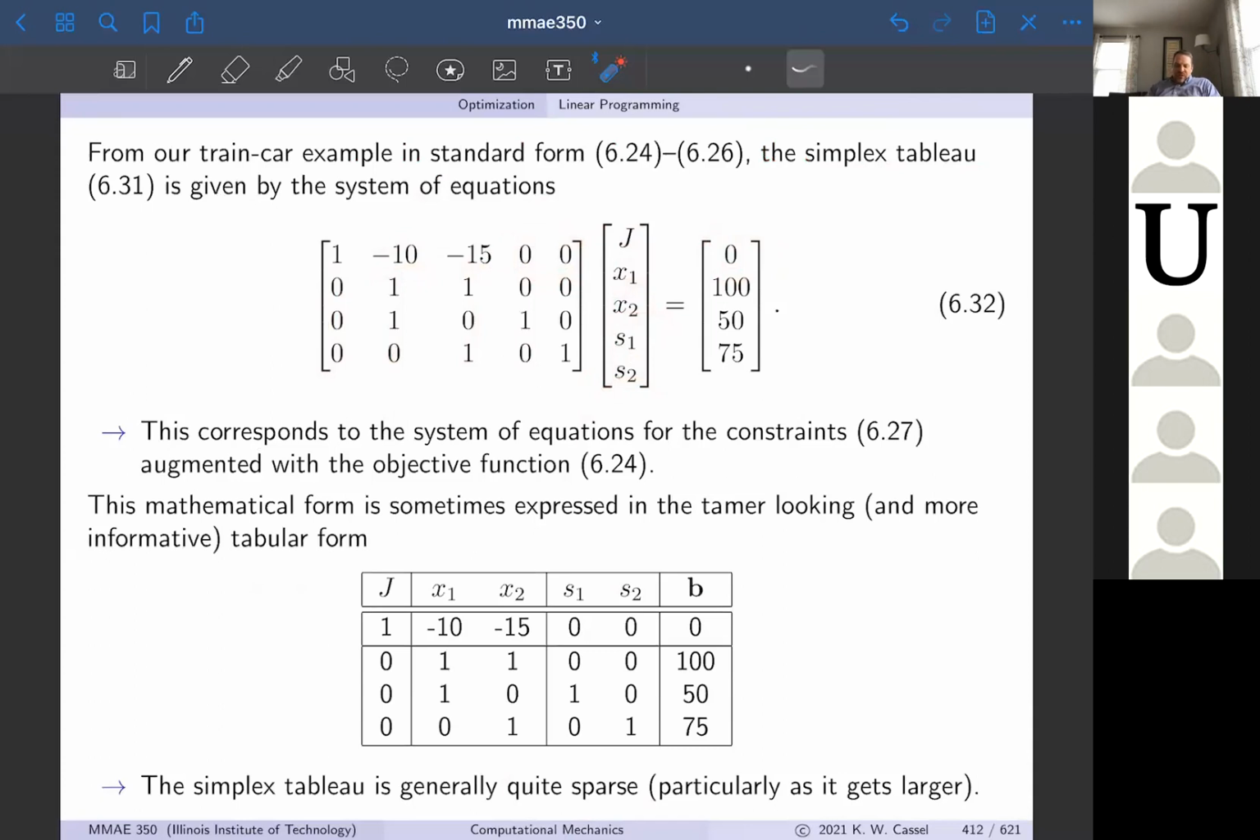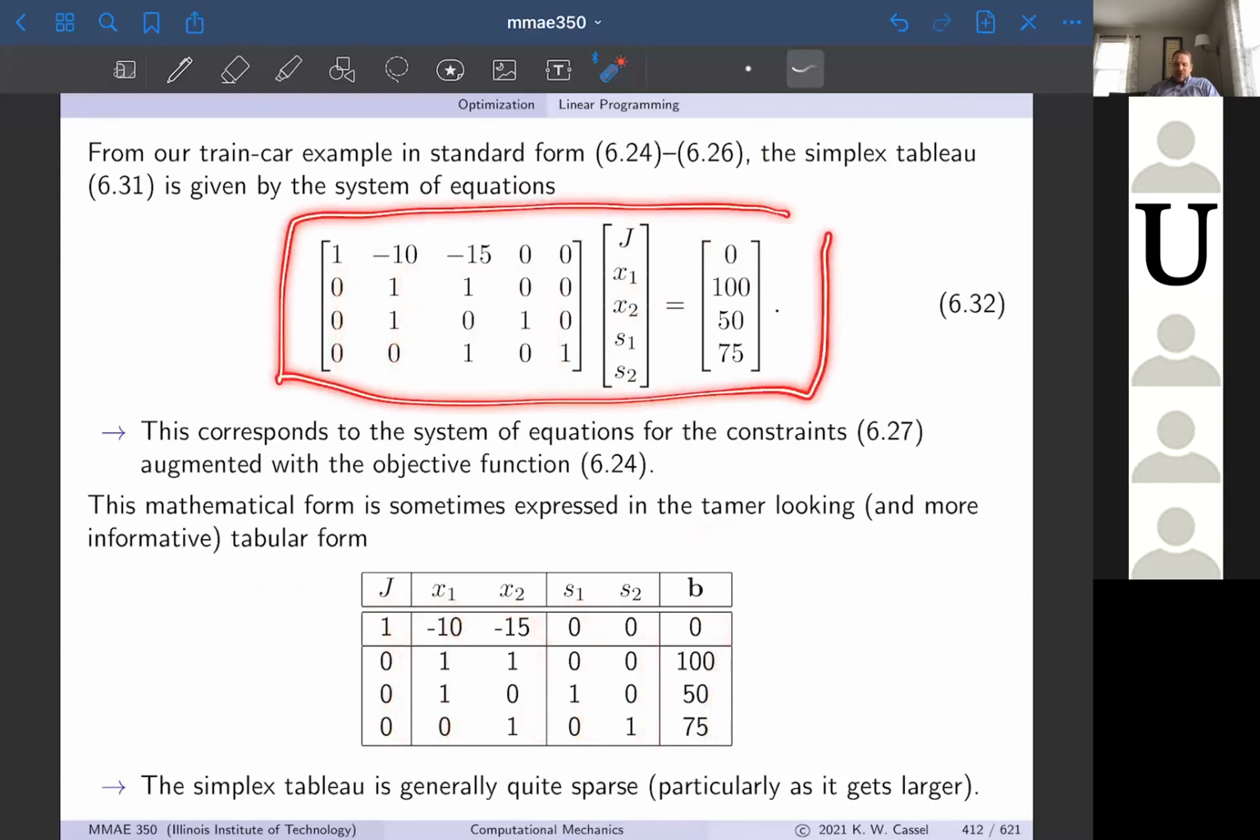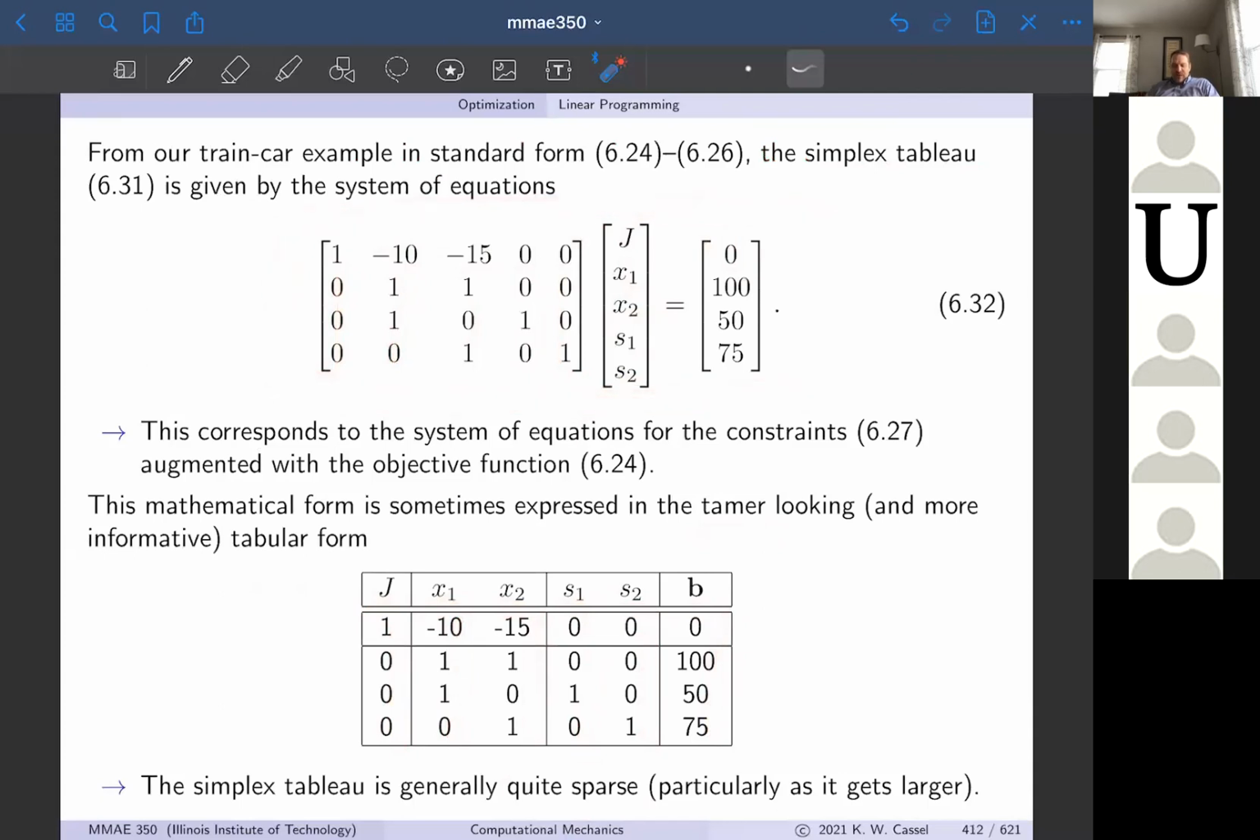We can put this in a little bit tamer looking form, just as a table. So you'll notice the labels on each column are the j's, the x's, the s's, and the b's. The values here are the same as what we have up here. So this is the formal matrix version, linear algebra version, Ax equals b. Sorry, it's the Ax equals b augmented with the objective function. And this is putting it in a more tabular form like you would write on paper. It's not a formal mathematical form, but they're saying exactly the same thing.